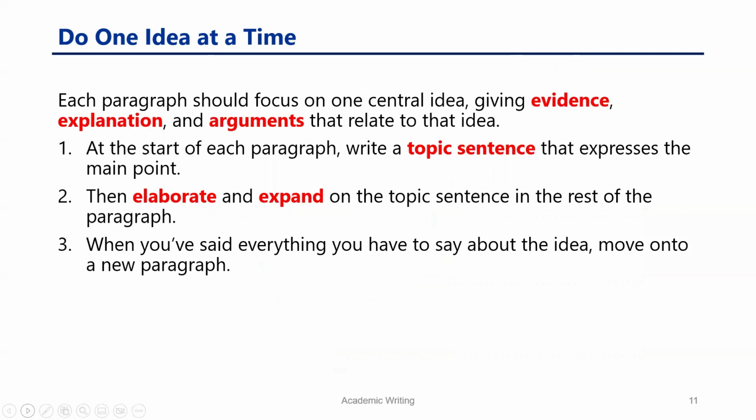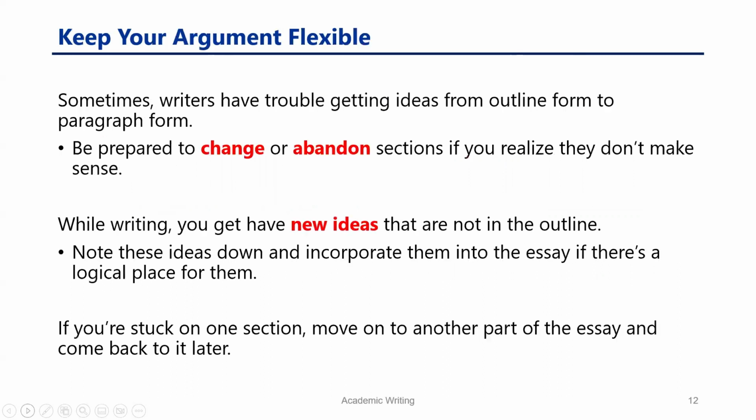To make it easier, write one idea at a time using your outline. Each paragraph should focus on only one central idea, giving evidence, explanation, and arguments that relate to that idea. At the start of each paragraph, write a topic sentence that expresses the main point. Then elaborate and expand on the topic sentence in the rest of the paragraph. And then when you've said everything you have to say about the idea, move on to a new paragraph.